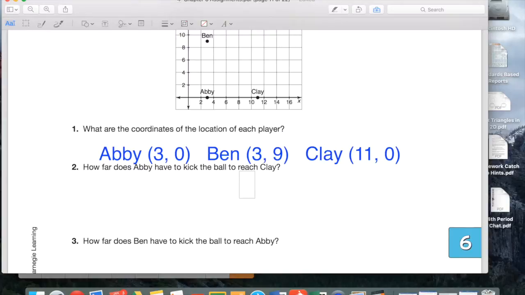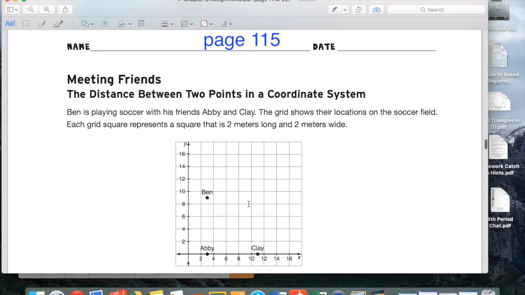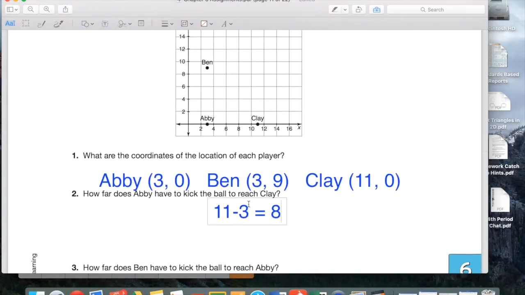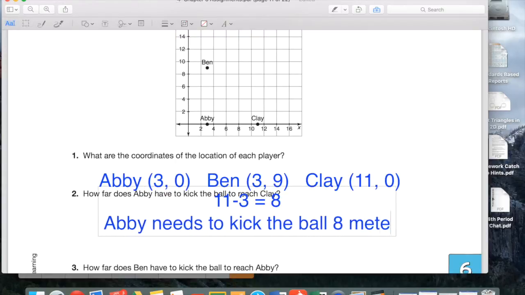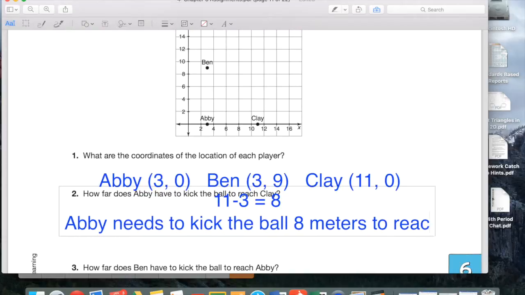How far does Abby have to kick the ball to reach Clay? Well, if she's at 3 and Clay is at 11, you could just subtract. And 11 minus 3 equals 8. And these are in meters. So Abby needs to kick the ball 8 meters to reach Clay.